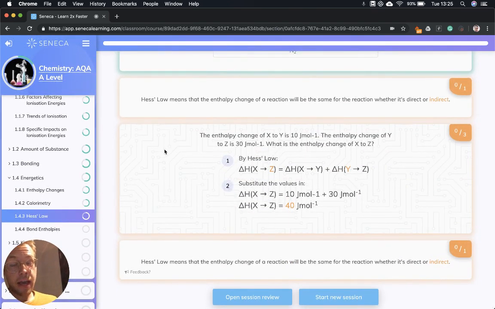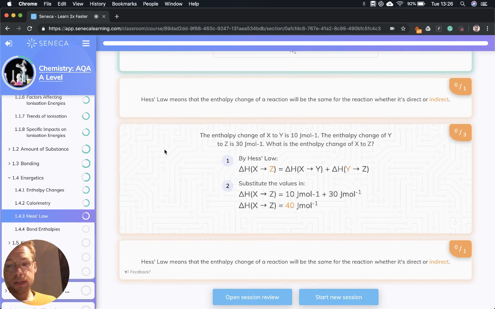So let's say that the enthalpy change of X to Y is 10 joules per mole, and the enthalpy change of Y to Z is 30 joules per mole. What would be the enthalpy change of X to Z? So by using Hess's law, we can say the enthalpy change of X to Z is the same as the enthalpy change of X to Y plus the enthalpy change of Y to Z. So all we need to do is substitute those values in. So 10 plus 30 would give us 40 joules per mole.